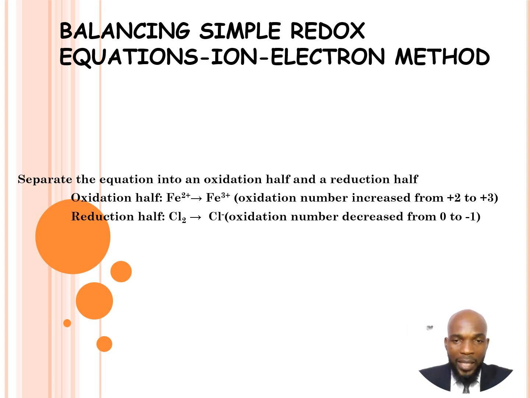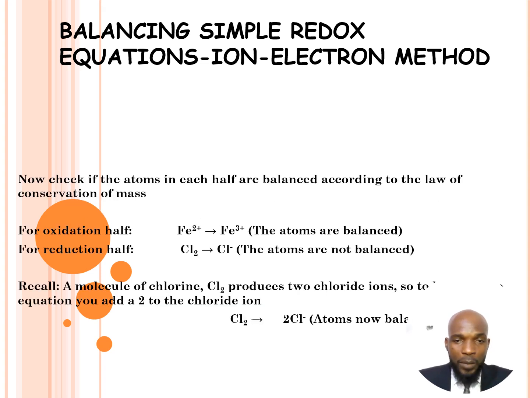Chlorine has an oxidation state of 0 because it's a neutral atom, while chloride is carrying a charge of minus 1, an oxidation number of what? Minus 1.